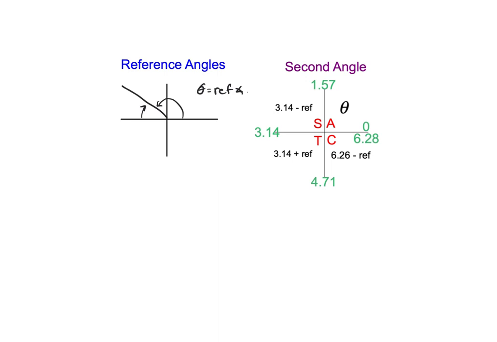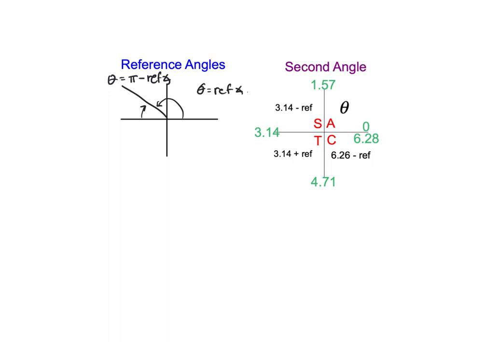In the second quadrant, it would be pi minus the reference angle. Remember that your reference angle is the angle formed by the terminal side of your angle. It's an acute angle, positive, here with the x-axis. So to this spot would be pi minus the reference angle.